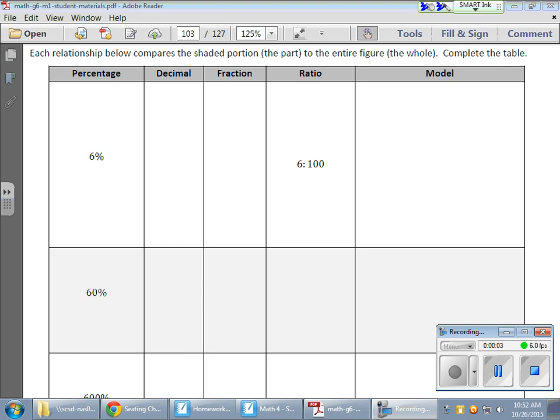Okay, so in today's math lesson, what we started doing was comparing percentages with decimals, fractions, ratios, and drawing models for them. And essentially, we were putting it all together here. Now, a percentage, as being taught today, is some value out of a whole, which in this case is 100.